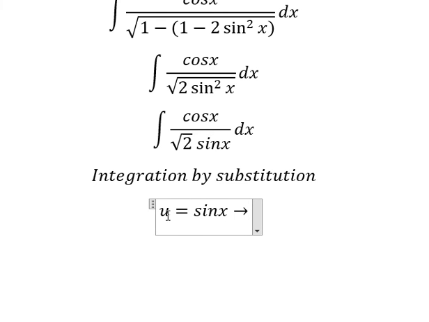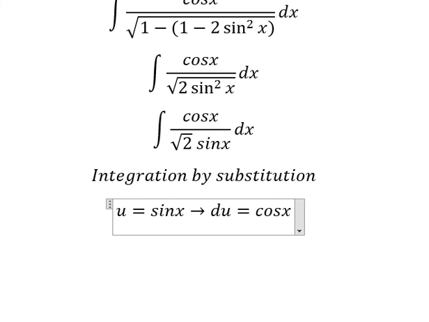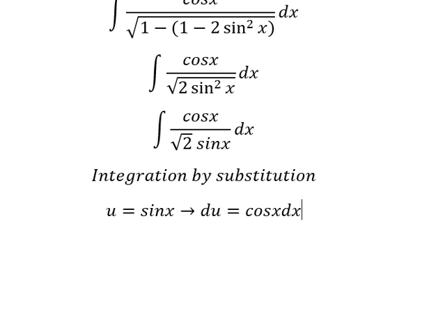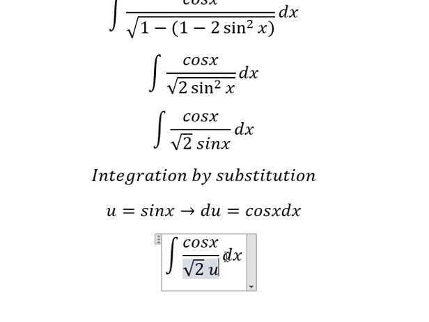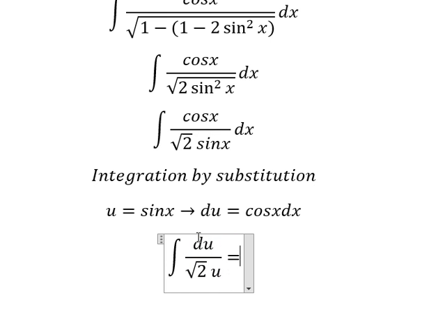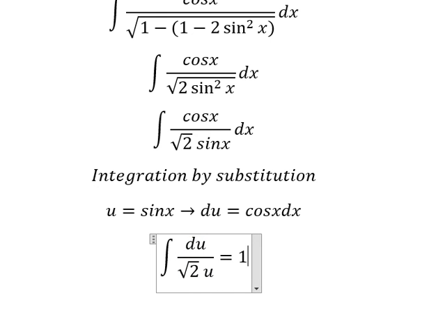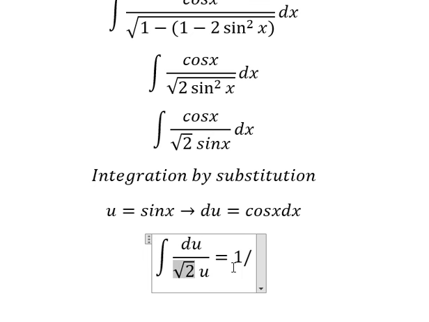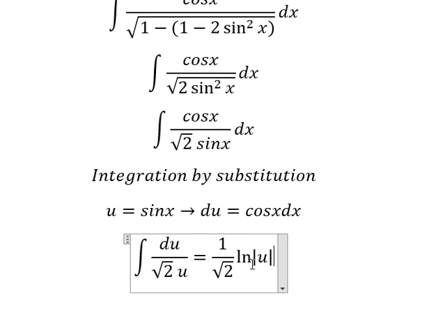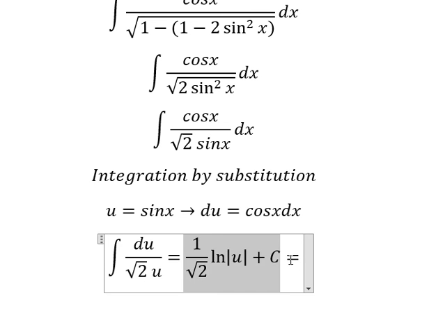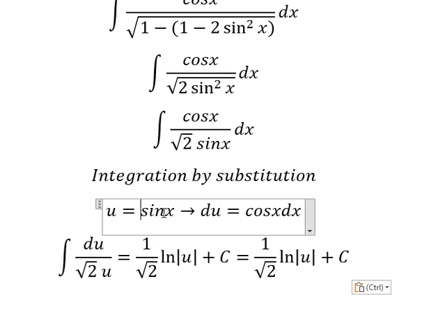Later we take the first derivative for both sides. And we have cosine x dx. This one we change by u. Cosine x dx we change by du. The integration of this one, we have 1 over the square root of 2 ln of the absolute value of u, and I will put plus c. About u, that is this one.